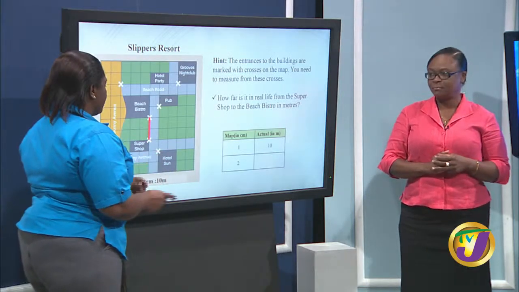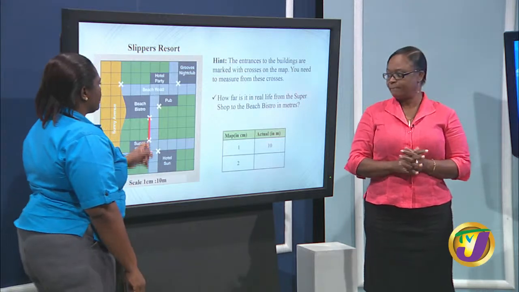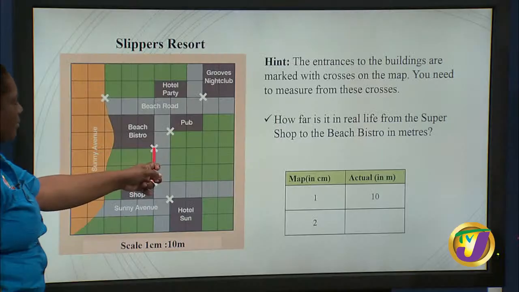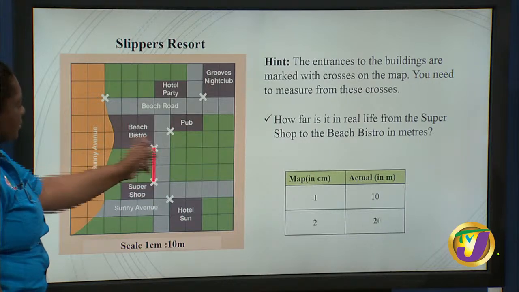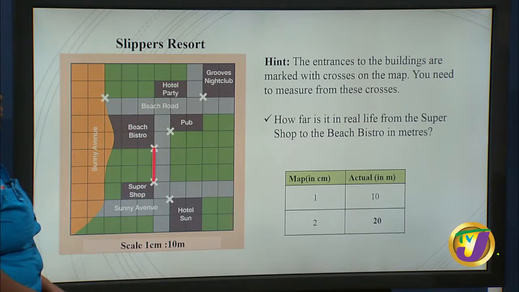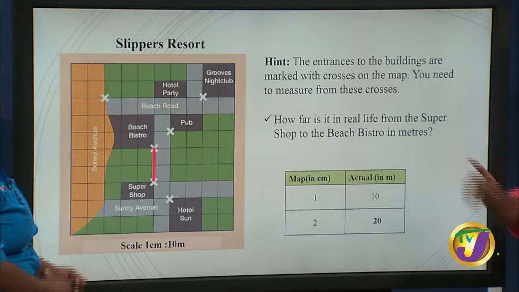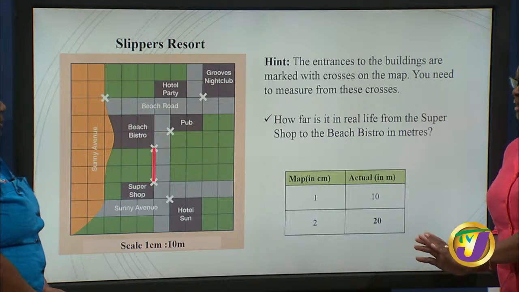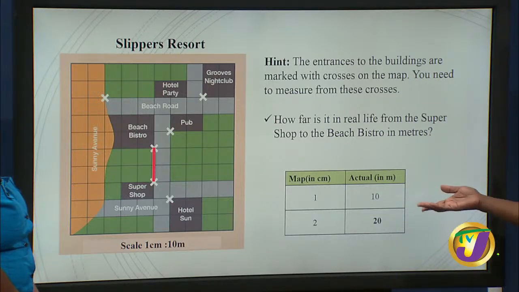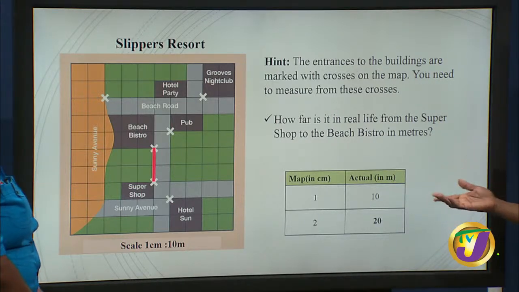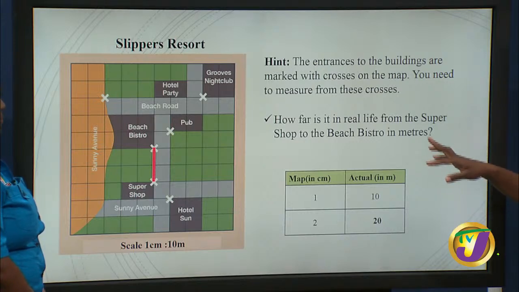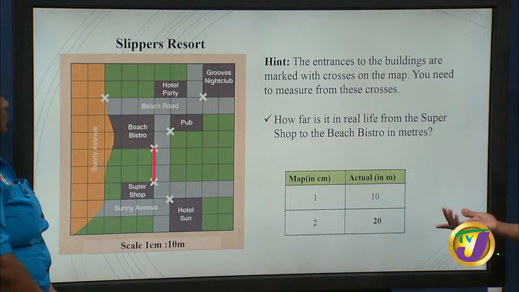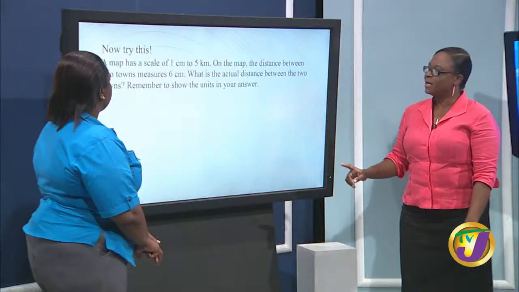We need to emphasize too that some persons might start counting at the starting point, which is 0. So it must be 1. Yes, this is our 0. 1, 2. So it is 2 centimeters that we want to convert to meters. And the scale says for every 1 centimeter, we have 10 meters. So if we have 2 centimeters, again using our table, we would have 20 meters. So the answer is the distance: how far in real life is the Super Shop from the beach bistro? 20 meters. Yes.